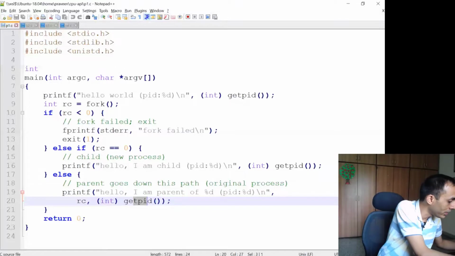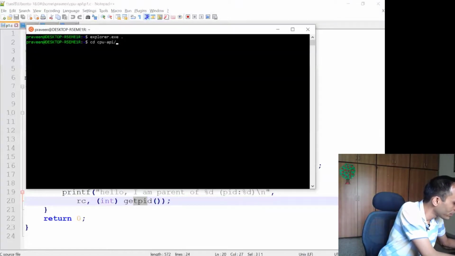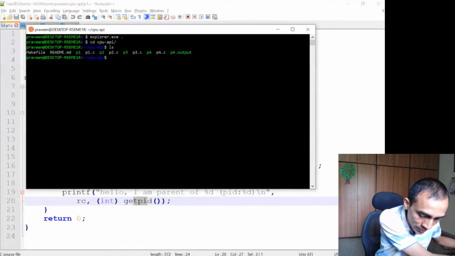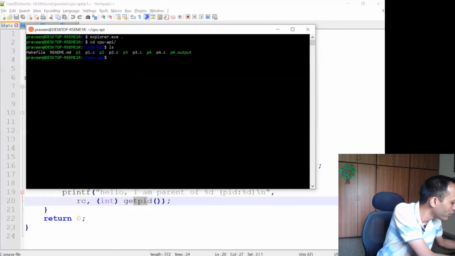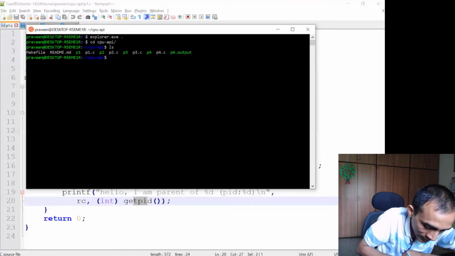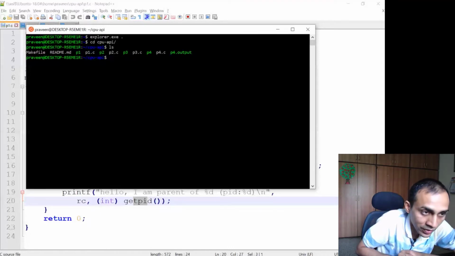So if I run this code, I've already compiled it. So I have 4 programs, P1, P2, P3, P4. Right now I have just shown P1. If I run this code P1, as you can see, the first hello world has been printed only by the parent process, whose PID was 65.